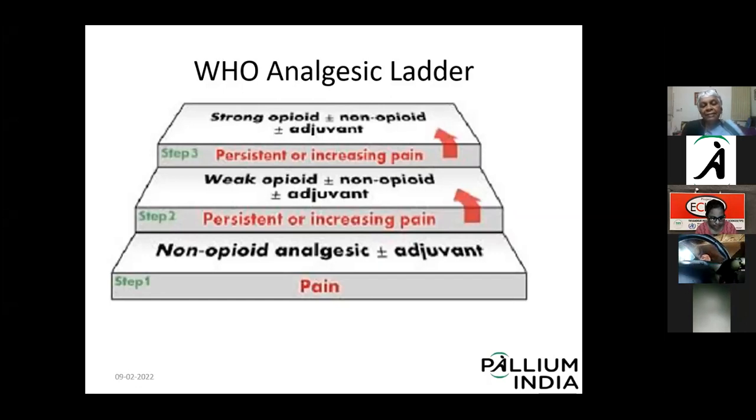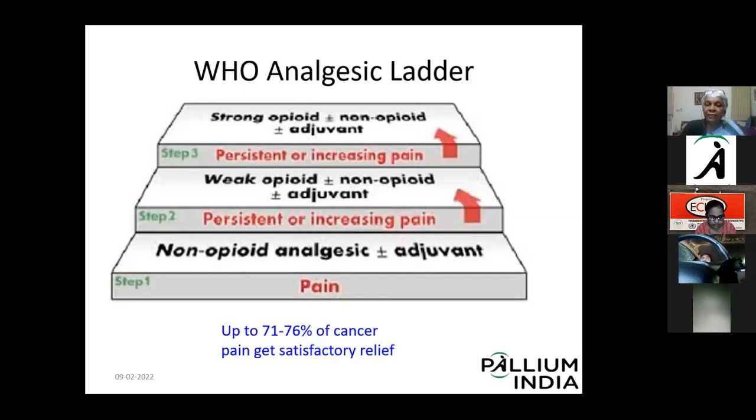Now, this is a 3-step ladder, and using this ladder, nearly 71 to 76% of cancer pain can get relief. Even severe pain can get relief using this simple 3-step ladder. Okay.